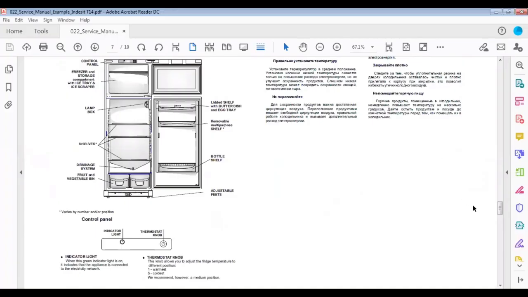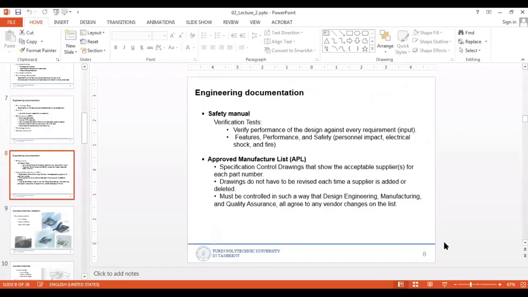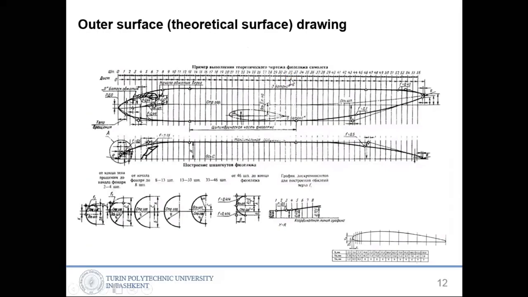Okay, so the place for maintenance for this is the safety manual, and it has the performance of the design against every requirement. So verification. Features, performance, and safety, like personal impact, electrical shock, and electrocution problems, or fire hazards. Hazardous things should be included inside the safety manual. Okay, so how does it look?